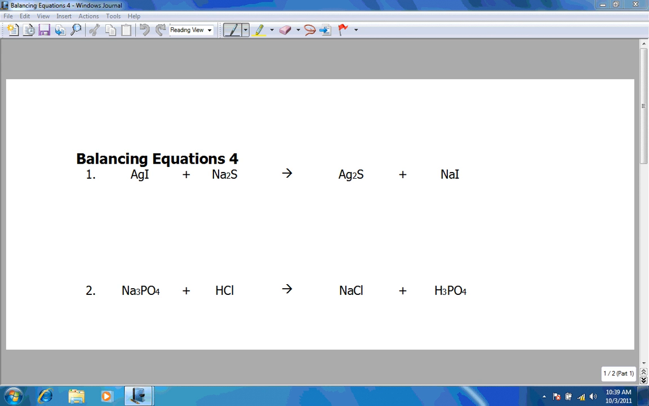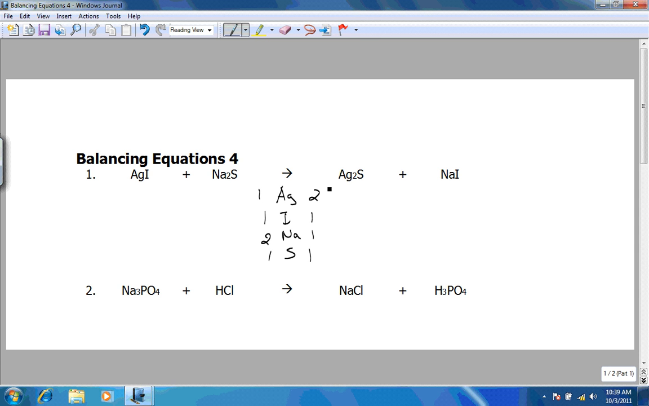Okay, we are now starting the fourth worksheet for balancing chemical equations, and we are going to start, as always, with writing down our elements. We have silver, iodine, sodium, and sulfur here. We have one silver on the left and two on the right. We have one iodine on the left and one on the right. Two sodiums on the left and one on the right, and one sulfur on the left and one sulfur on the right. Alright, so let's begin.